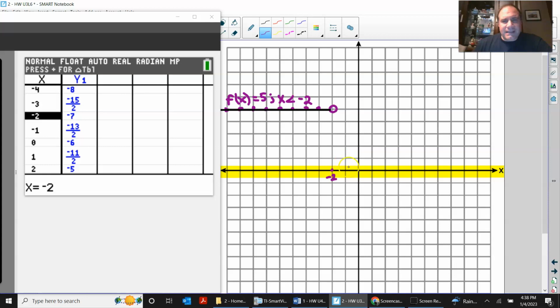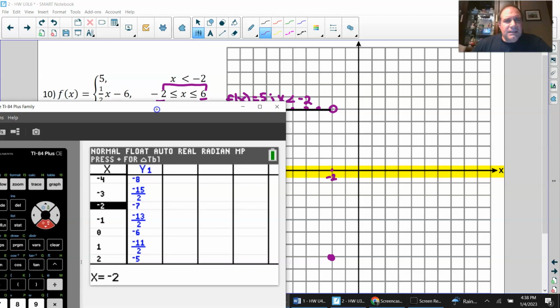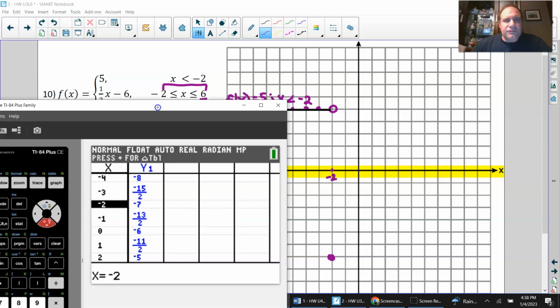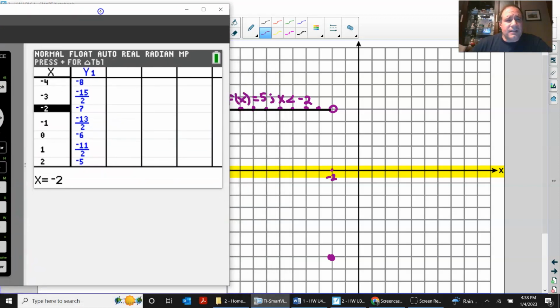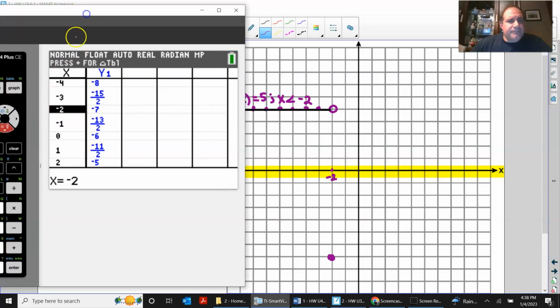And we are going to go to -2, -7. 1, 2, 3, 4, 5, 6, 7. And this is going to be a closed circle. And then we're going to graph all the way until you see 6. x is greater than or equal to -2, and x is less than or equal to 6. So I'm going to go down to 0, -6, because those are two whole numbers.